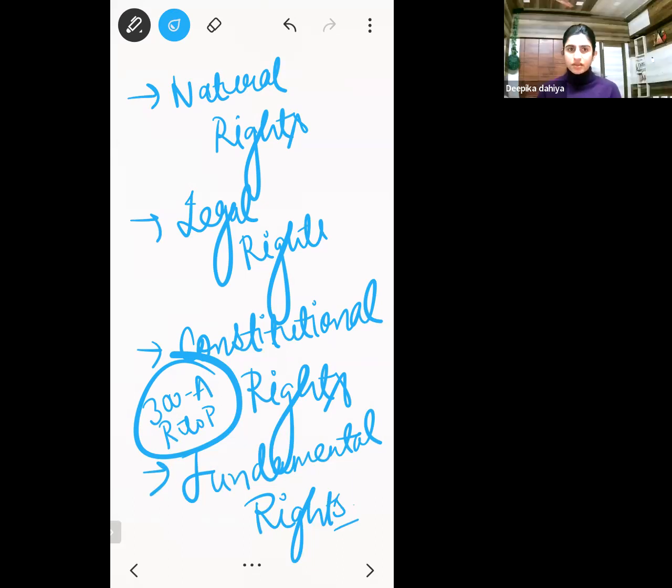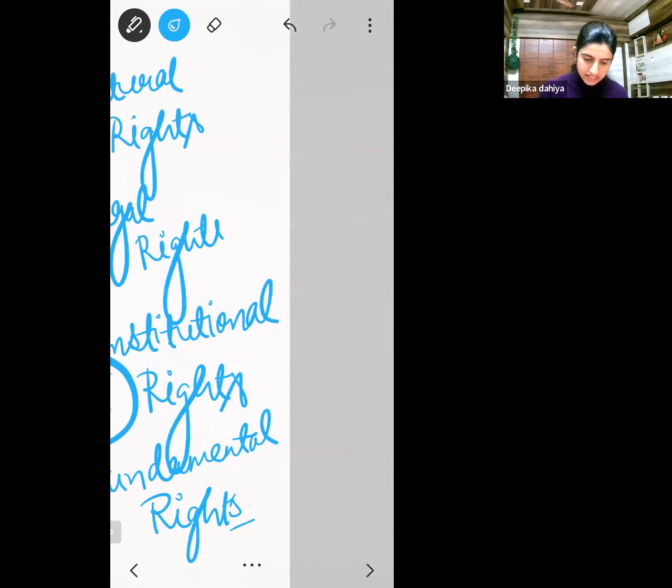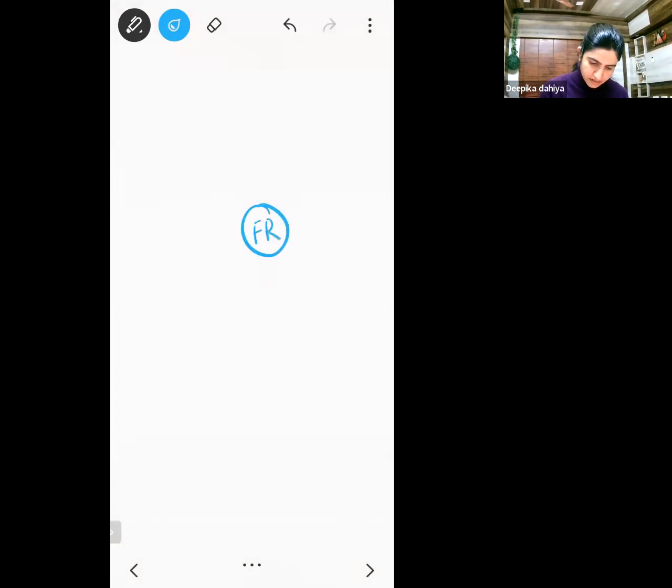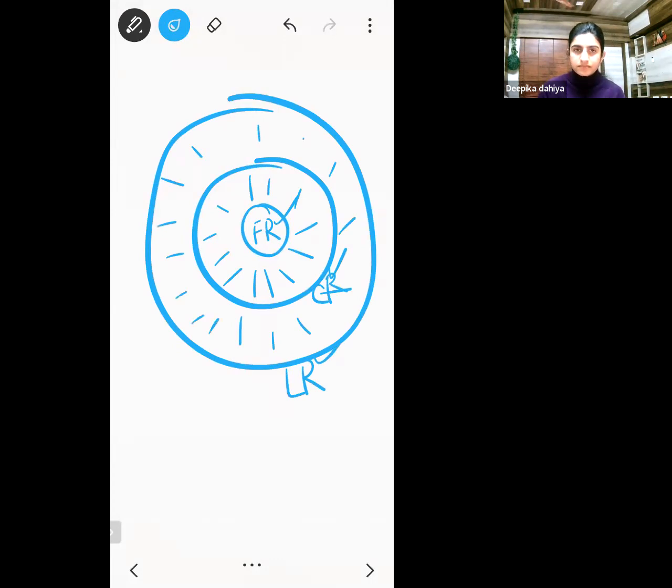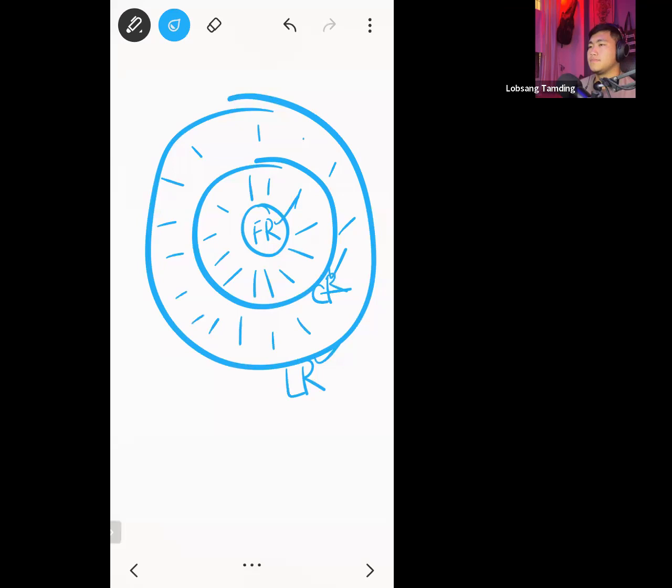No, yeah, great. All those rights which are fundamental are constitutional, but there can be some constitutional rights which may not be fundamental rights. Basically, if this is fundamental rights, these are constitutional rights, these are legal rights. So anything that is fundamental is both constitutional and legal. But there can be some constitutional rights which may not be fundamental. There can be some legal rights which may not be constitutional. Clear? Yes, ma'am. This is how it is.